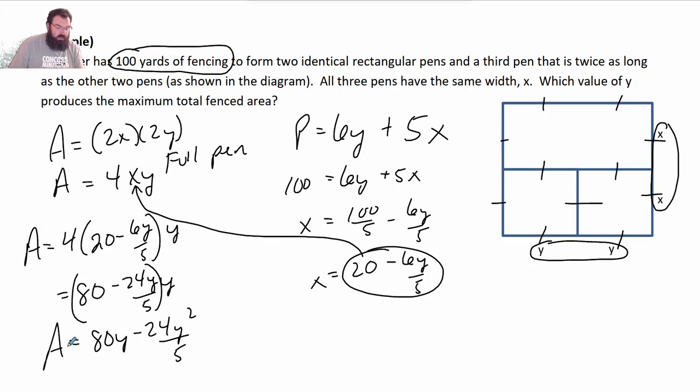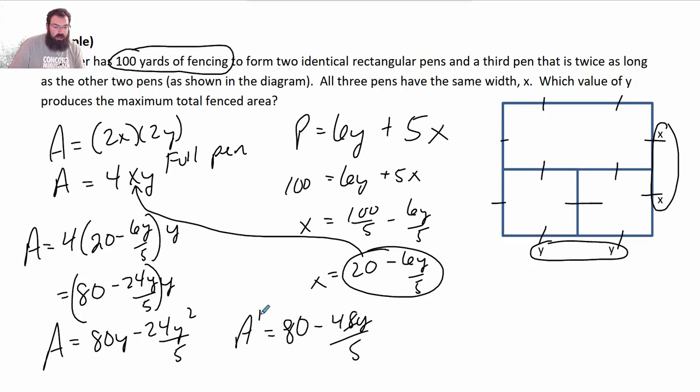So that's what the area is equal to. All right, now let's maximize it. So let's find the derivative. I get A prime is equal to 80 minus, and then I'm going to take the derivative, so that's now 48y over 5.